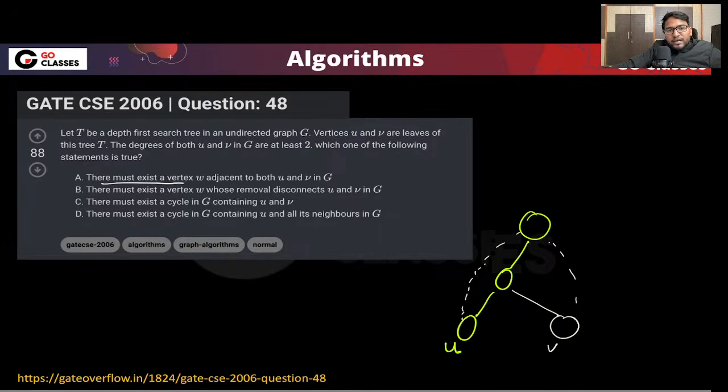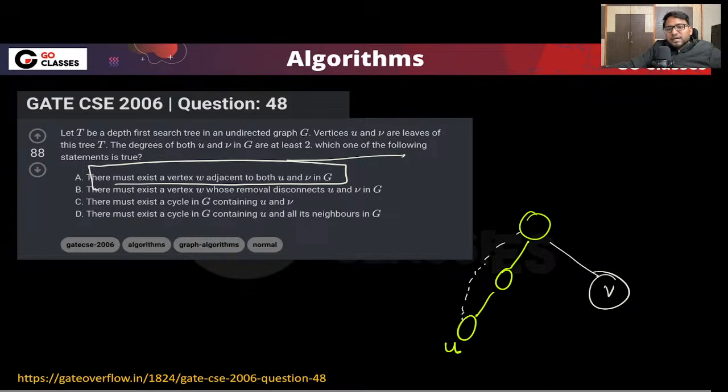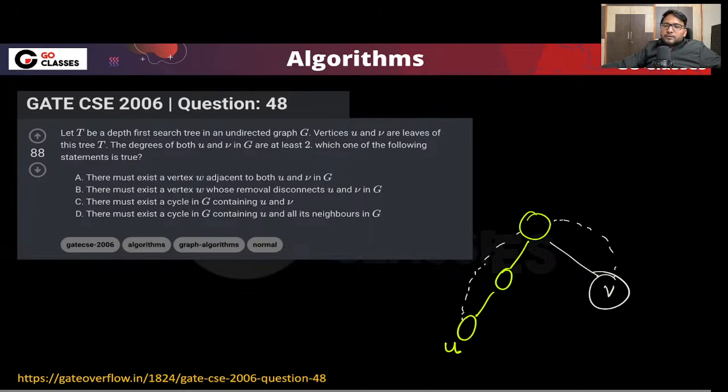There must exist a vertex W adjacent to both U and V. Is this really true? I don't think so, right? They are saying that U and V are sharing one, this can be V. There must exist a vertex W which is adjacent to U and V. Do you think so? See, the degree you can satisfy 2 like this. No, right? There must exist a W whose removal disconnects U and V. What do you think?